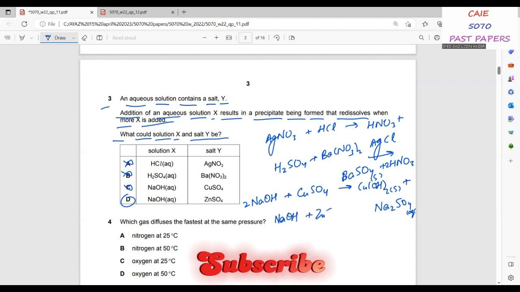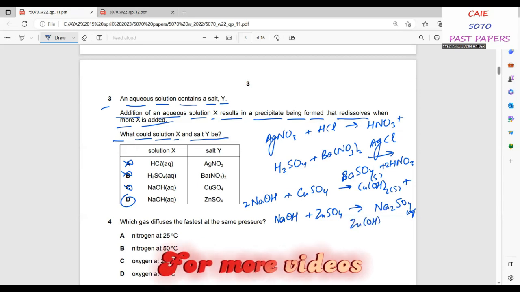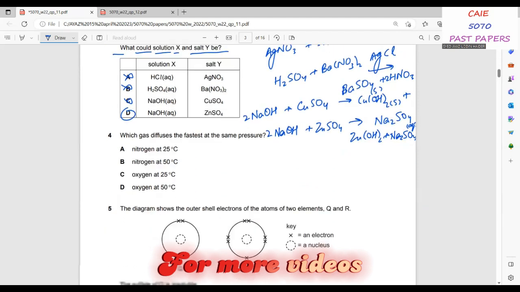ZnSO4 plus NaOH gives Zn(OH)2 plus Na2SO4. So D is the right answer.